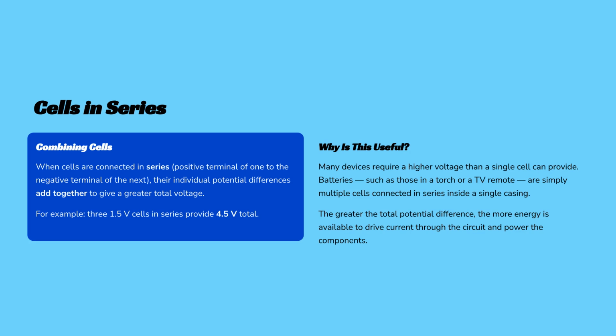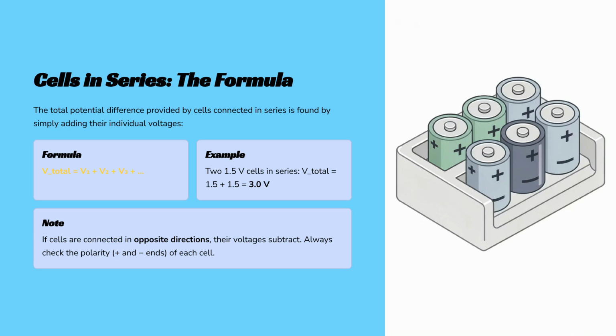This is essential for devices requiring more power than a single cell can offer. The formula for total voltage in series is simply the sum of the individual cell voltages. If you connect cells in opposite directions, however, their voltages will subtract. Always check the polarity of each cell when calculating the total potential difference.